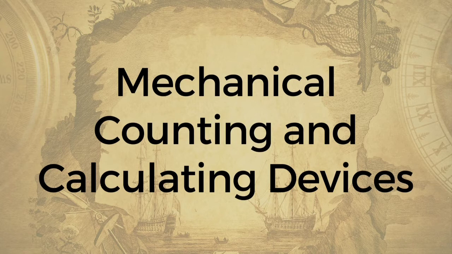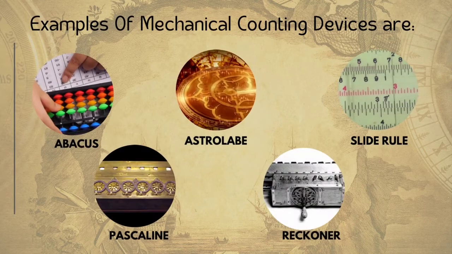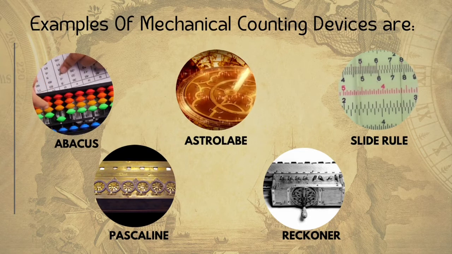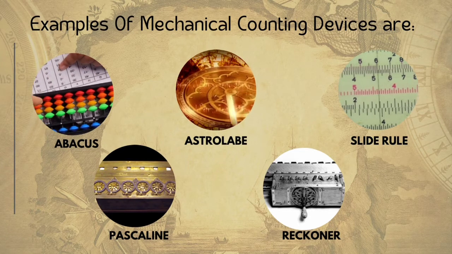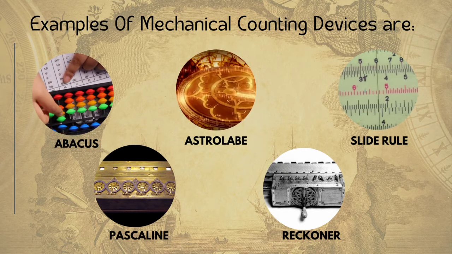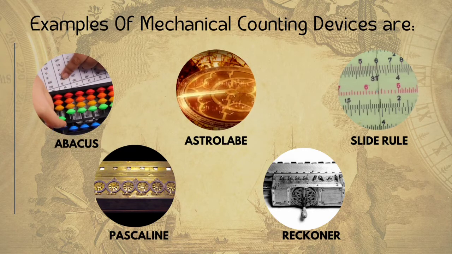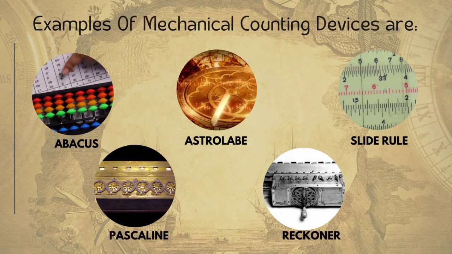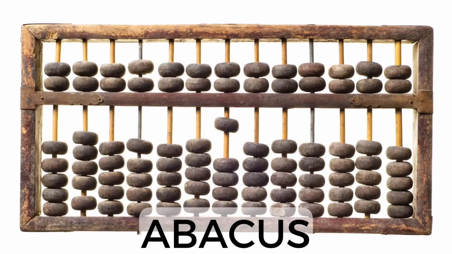Now let's look at mechanical counting devices. Now these are devices that involve the use of physical force to operate them. The most important early mechanical counting instruments used are the abacus, the astrolabe, the slide rule, the Pascaline, and the reckoner. Now let's talk about the first one, the abacus.